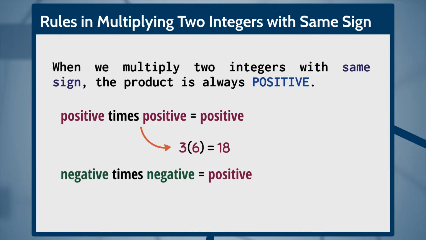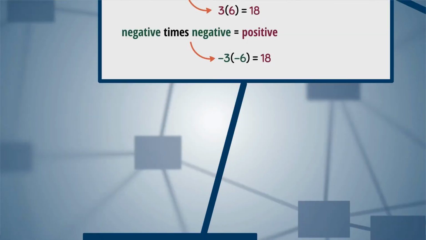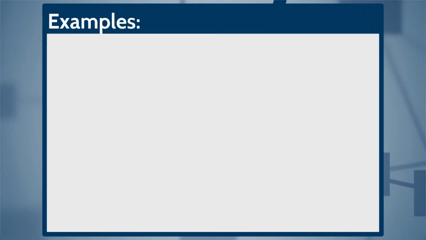A negative integer times a negative integer is equal to a positive integer. Here's an example. Negative 3 times negative 6 equals 18. The signs of negative 3 and negative 6 are the same. They are both negative, and their product is positive. Let's apply the rules to answer the following examples.